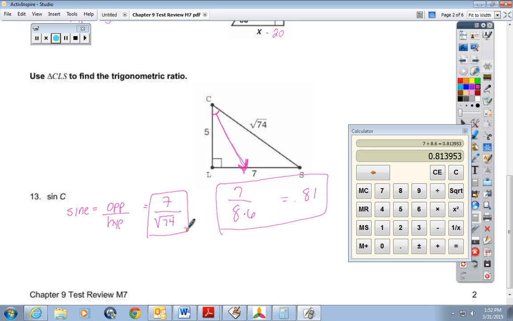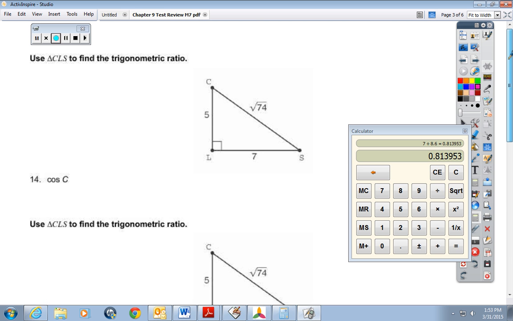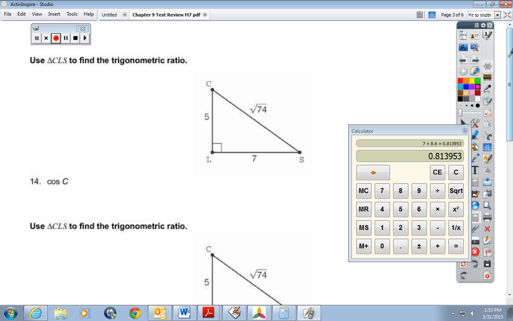Number 14. It says, find the cosine of angle C. Now the cosine equals the adjacent over the hypotenuse. Here the adjacent is 5. The hypotenuse is the square root of 74, so you could have left it like that. If you actually worked it out, the square root of 74 is 8.6 again, so you could have written it as 5 over 8.6 as well. Either one of those would be okay.